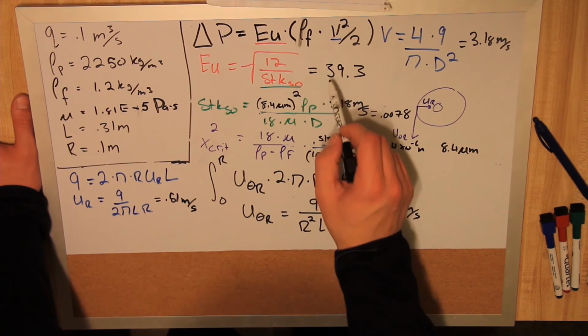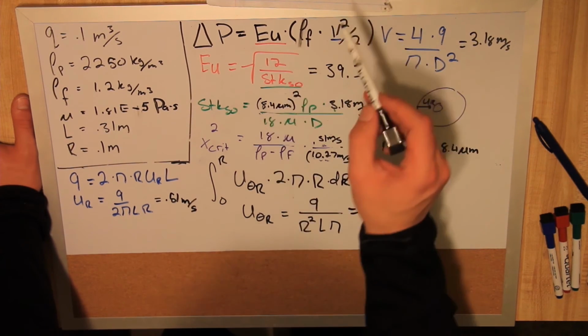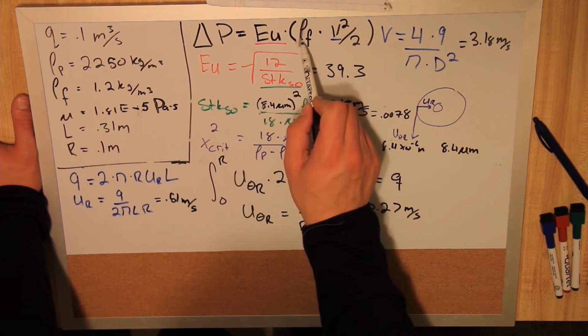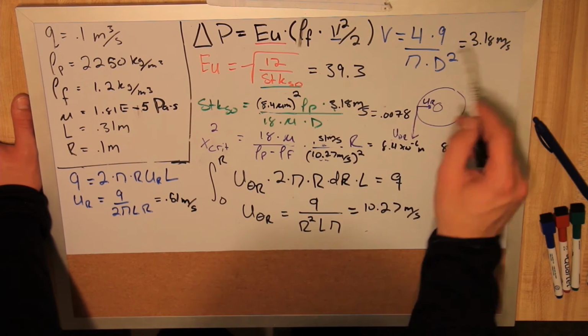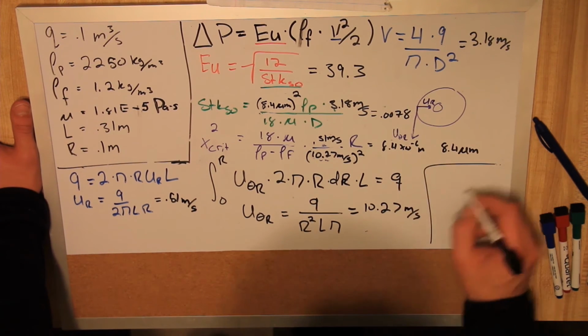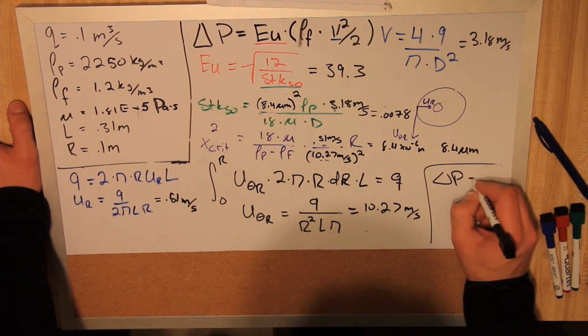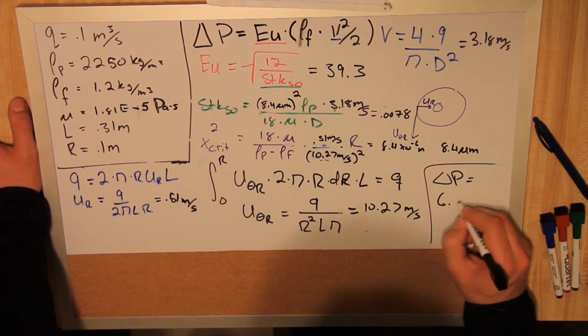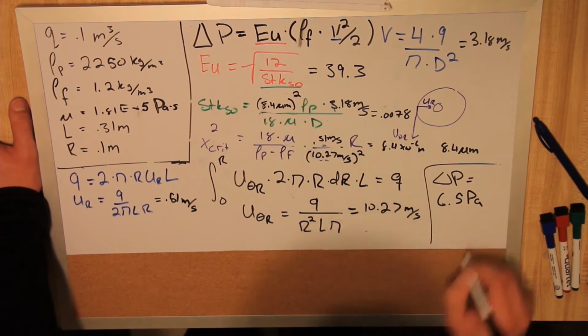And lastly, we plug Euler's number back into here. We have the density of the fluid and the velocity, and we find that the pressure drop overall is going to be equal to 6.5 pascals.